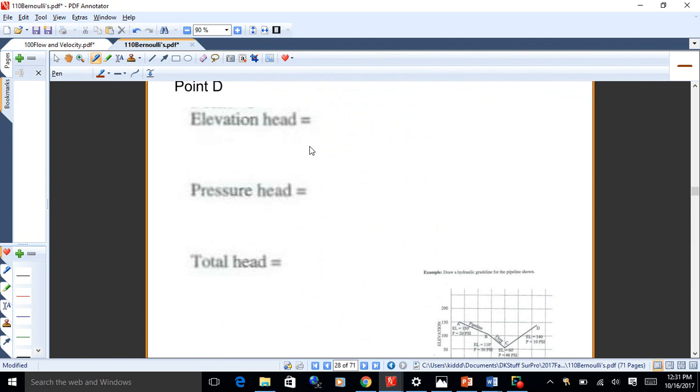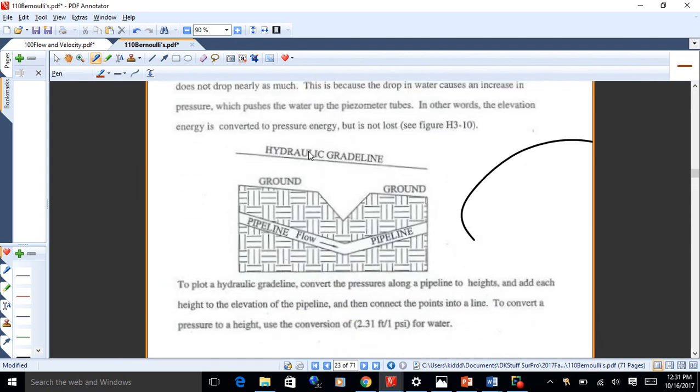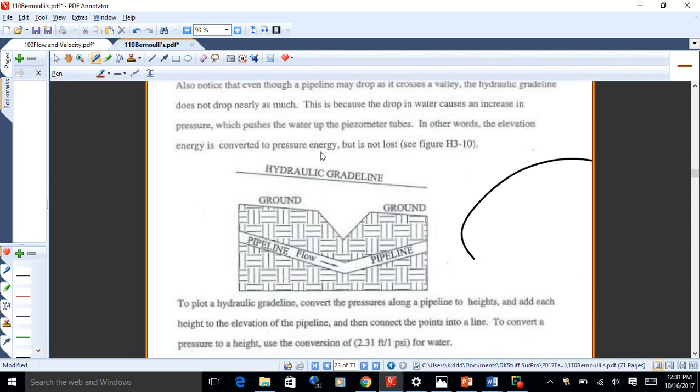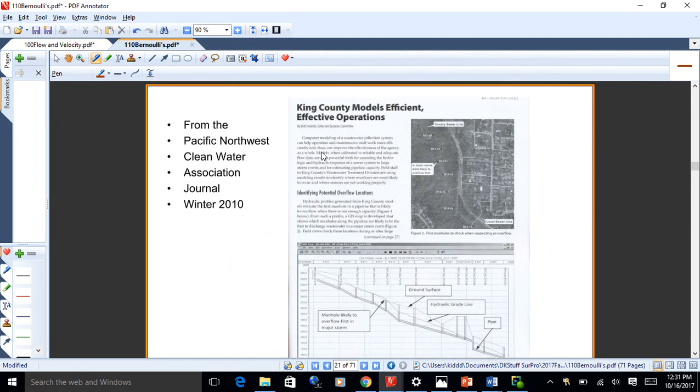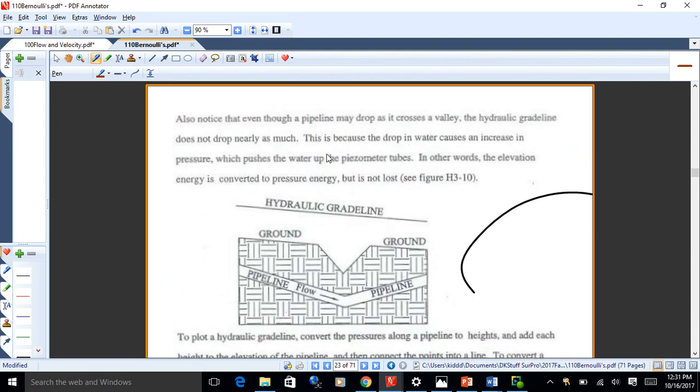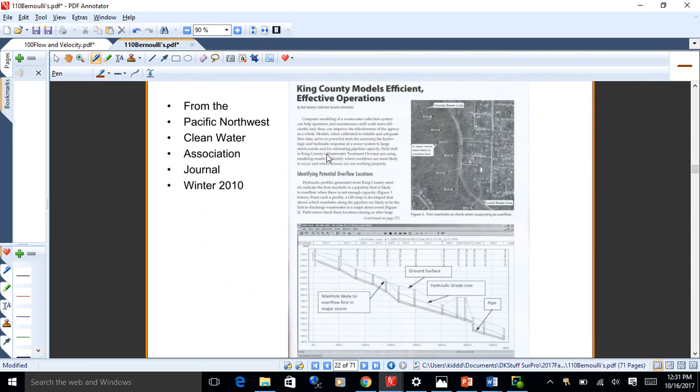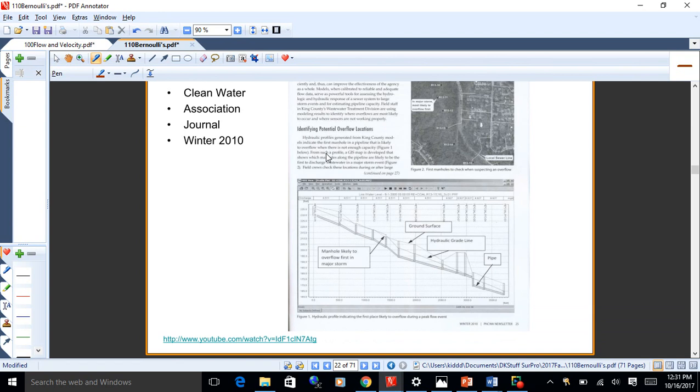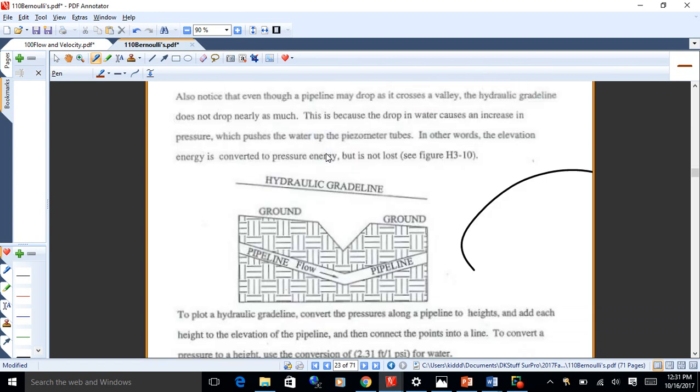Okay. So what you would do to draw one of these is you'd figure out the starting elevation of your system and the pressure that would build up in the system as you're working your way down the line, and then the velocity, and then just add the three together as feet and get an elevation. Okay. So there's an example there of a hydraulic grade line.